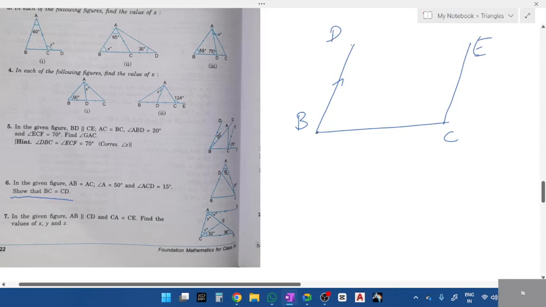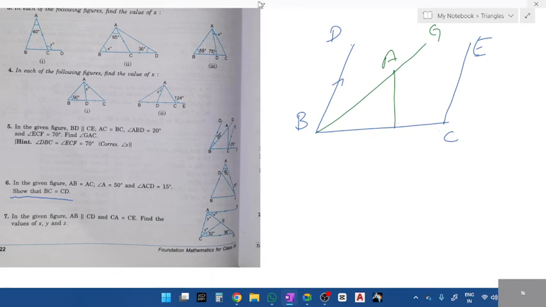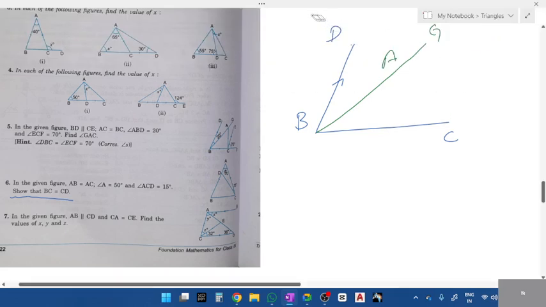Then we have ABD is 20. ABD. Okay, they have taken a line here, GA. And any other parallel lines? Do you have any other parallel line? No, right? No, there are no parallel lines.